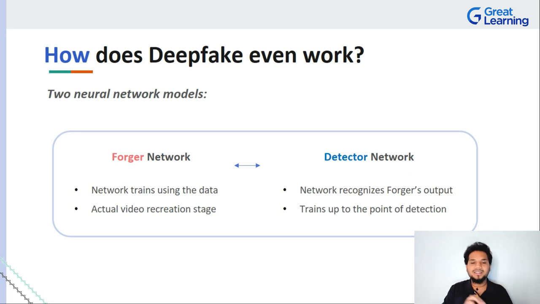Now, once all this forgery is done with one network, there is another network sitting here. It's called the detector network. The detector network understands the output of the forger network, right? So the detector network's input is the output of the forger network, and it trains and trains up to a point where it can detect. This point is called the choke point. At a choke point, a detector network can accurately say, hey, this is a deepfake video, or hey, this is not a deepfake video, right? So it will train until it can accurately and 100% say that this is fake and this is real. And eventually you have your deepfake system and your architecture ready, right?